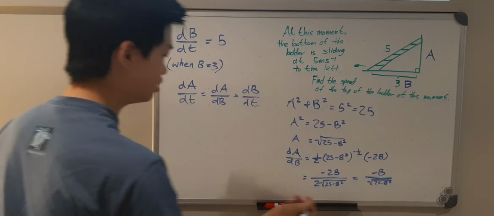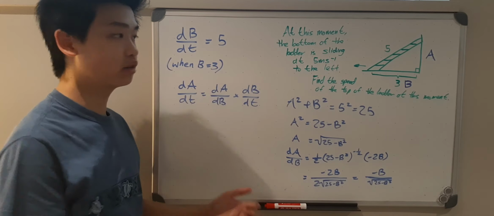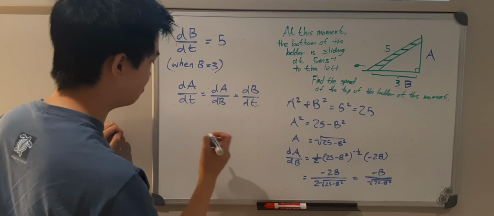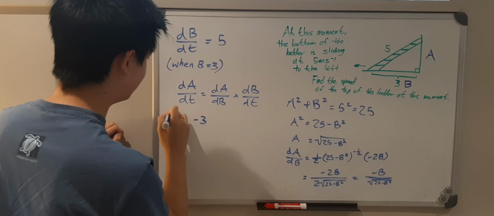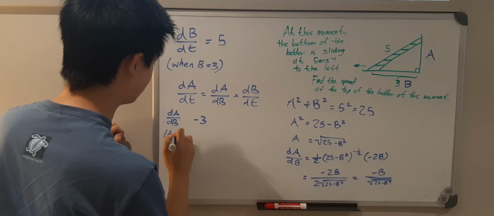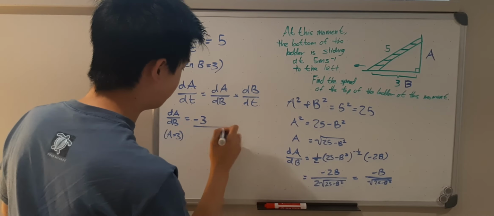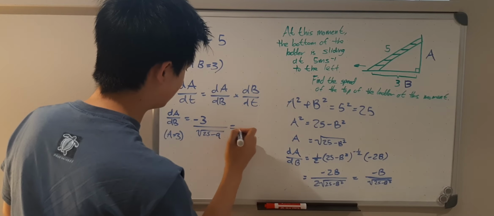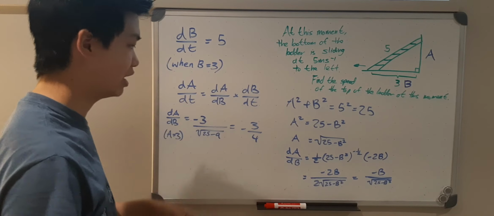Okay, so now we know what dA over dB is, and we have to find it when b equals 3. So when b equals 3, we can just input that. So minus 3, dA over dB when b equals 3 would be equal to minus 3 over the square root of 25 minus 9. We know that's equal to minus 3 over 4. Okay, so we know this rate at that moment.